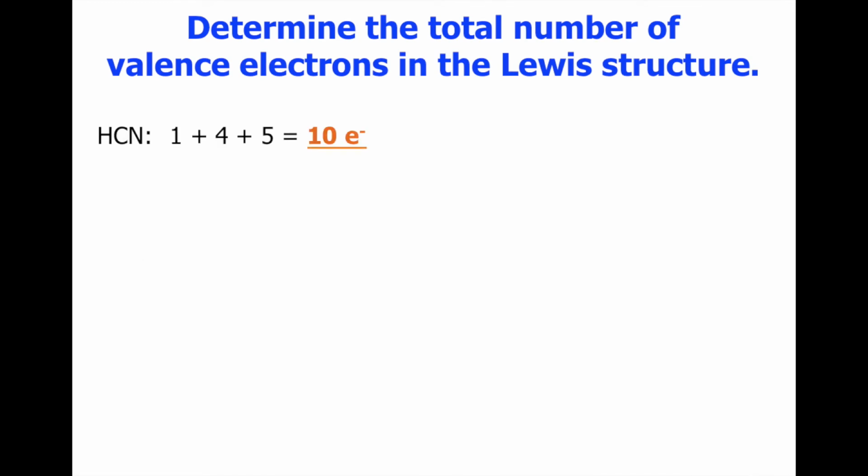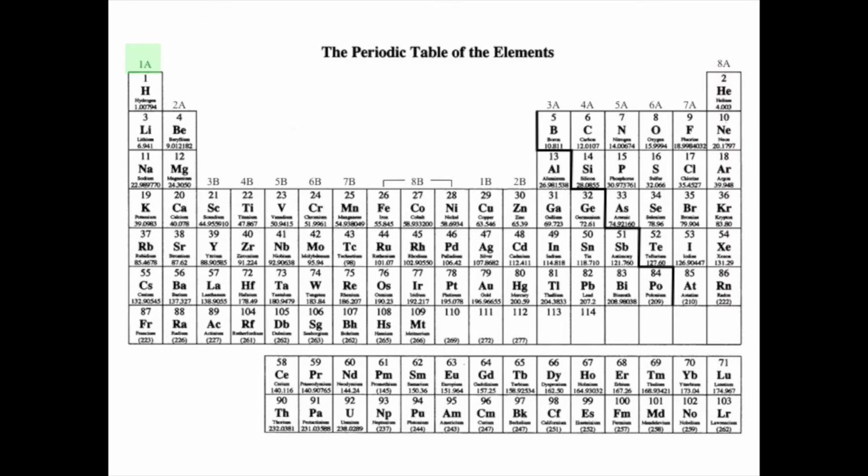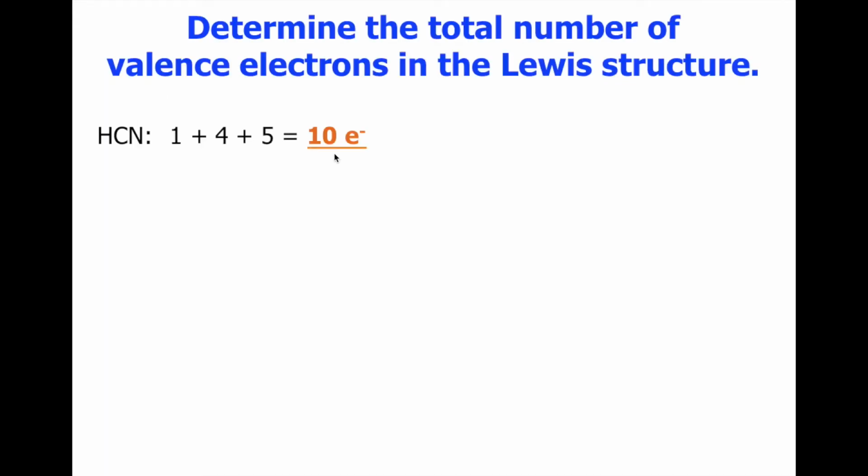HCN is the first one. When you look at the periodic table, hydrogen is in group 1A. That means it will bring 1 valence electron to this structure. Carbon is in group 4A and will bring 4 valence electrons to this structure. Nitrogen is in group 5A. It will bring 5 valence electrons to this structure for a total of 10 valence electrons in our Lewis structure.